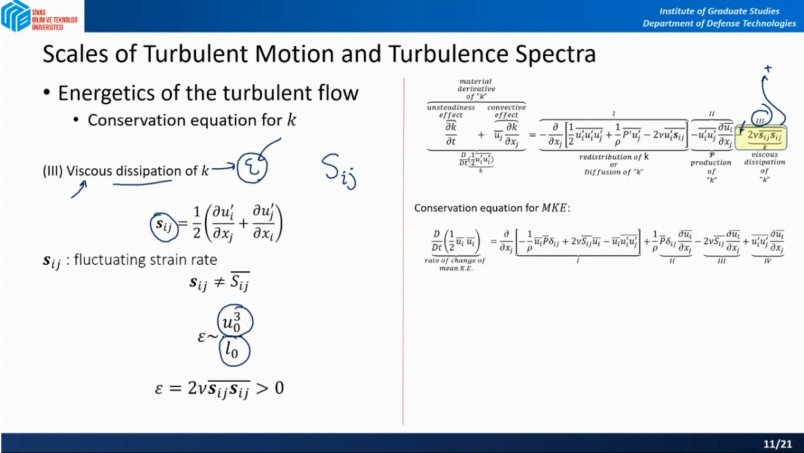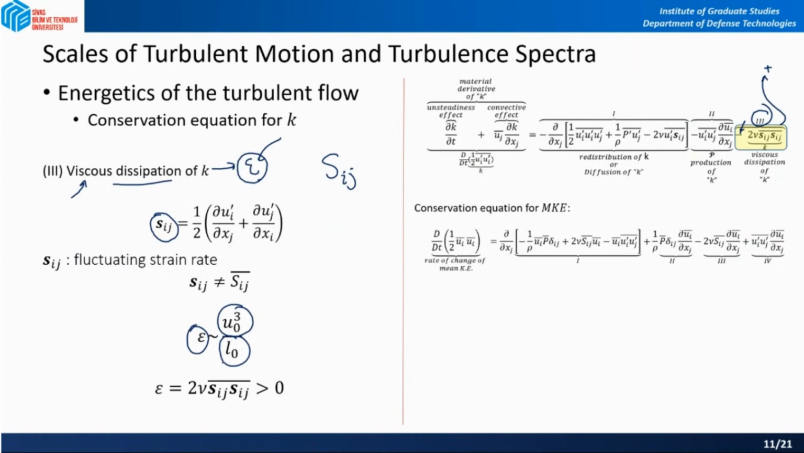That epsilon mathematically appears in our turbulent kinetic energy equation here. So if you want to model your turbulence, you need to be able to calculate the value of this epsilon, meaning how much energy you lose. Mathematically, this epsilon is 2 times nu times sij bar, and we said that it is always positive.